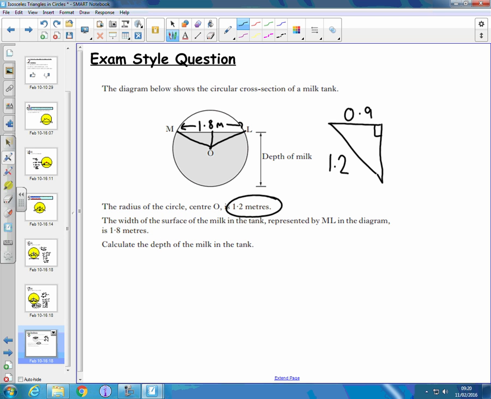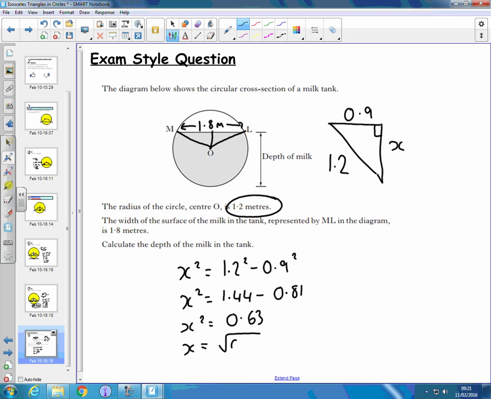So again, Pythagoras, and we're working with some decimals this time. So let's call this x. So we're going to have x squared equals 1.2 squared take away 0.9 squared. Now that is 1.44 take away 0.81, and that leaves us with x squared being 0.63. Now take the square root as normal with Pythagoras, and to one decimal place the square root comes out at 0.8. So this bit here is 0.8, the bit I'm colouring in yellow that we've worked out to be 0.8.